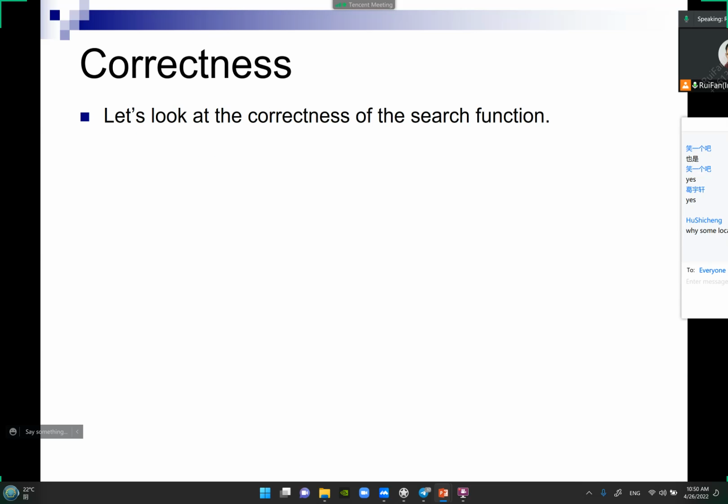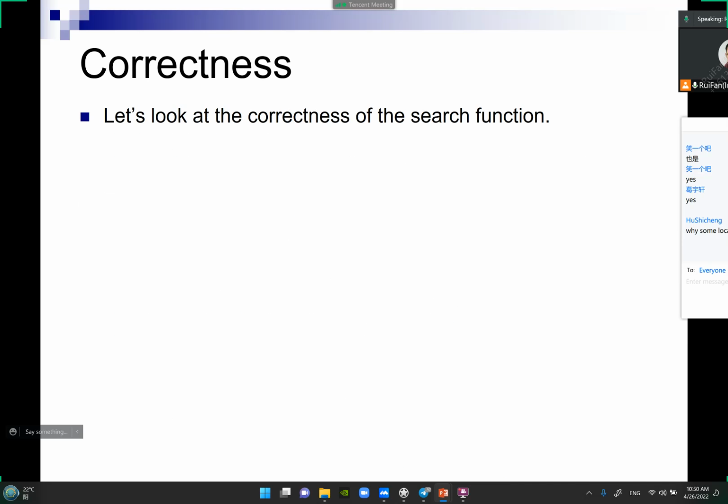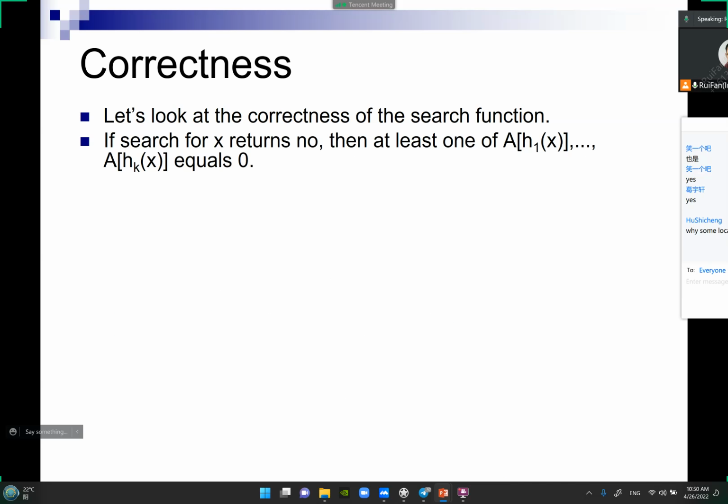All right, so now we're going to prove the correctness of the Bloom filter. Basically, we have to make sure that this search or checking function works correctly. There are two parts to ensuring that. One is that if the search function returns no, meaning it says that x is not in the set, then we want to make sure that we do not have a false negative. So x is definitely not in the set if the search function says it's not in the set.